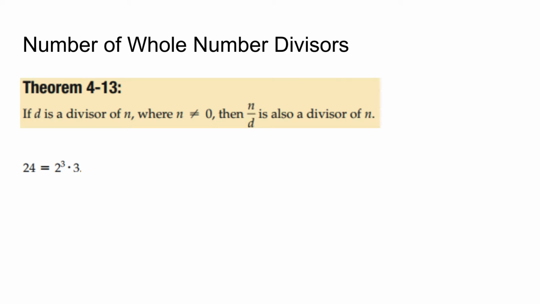24 is 2 cubed times 3. So 2 cubed is 8, 8 times 3. But 8 and 3 are the only factors for 24? Not really, right? 2 is also a factor of 24. 4 is also a factor of 24. What else? 6 is also a factor of 24. What else? 12 is also a factor of 24. And also 24 is a factor of 24. So is there any efficient way that we can find it out?